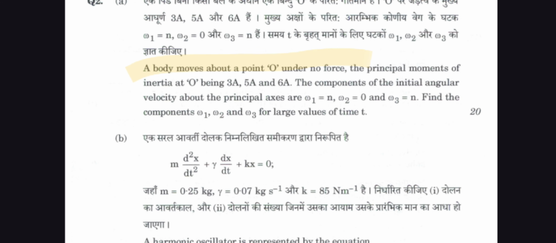a body moves about a point O under no force, the principal moments of inertia at O being 3a, 5a and 6a. The components of the initial angular velocity about the principal axes are omega 1 equal to n, omega 2 equal to 0 and omega 3 equal to n. Find the components omega 1, omega 2 and omega 3 for a large value of time t.